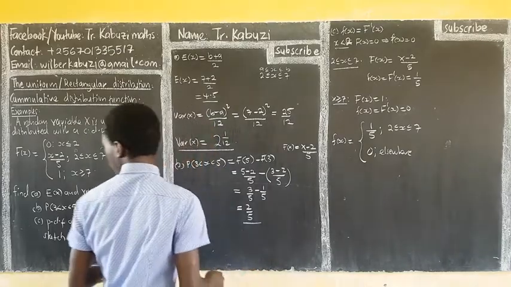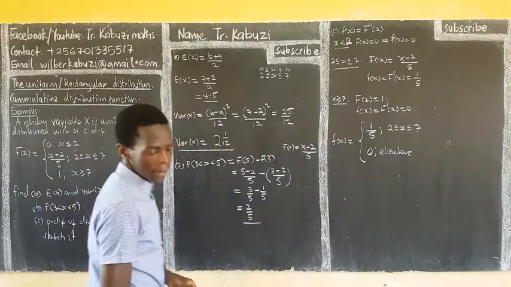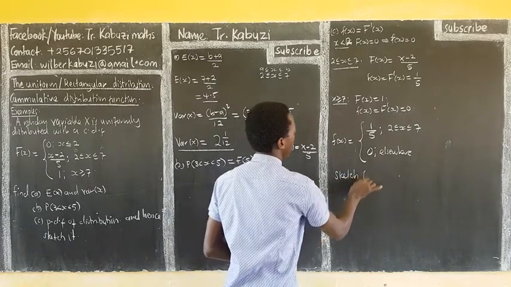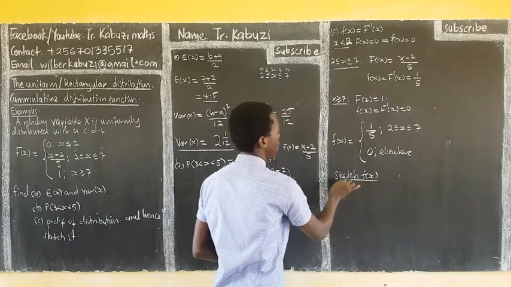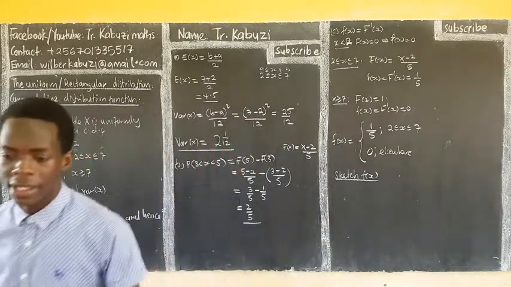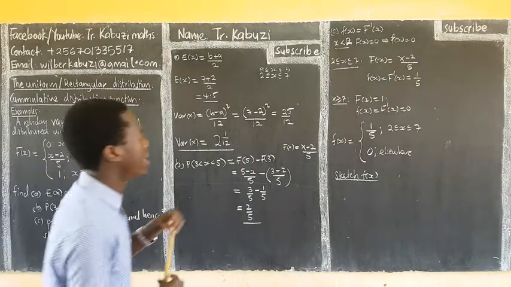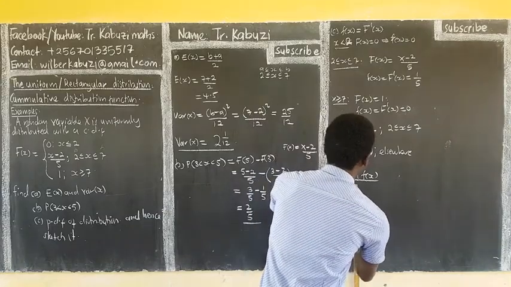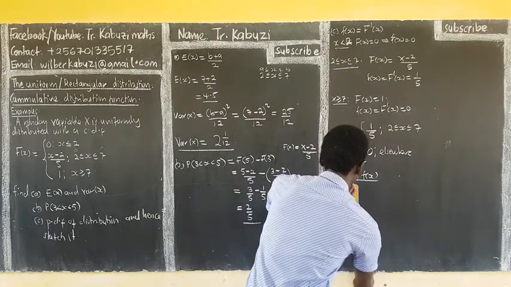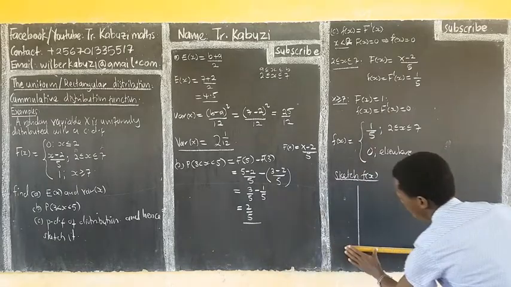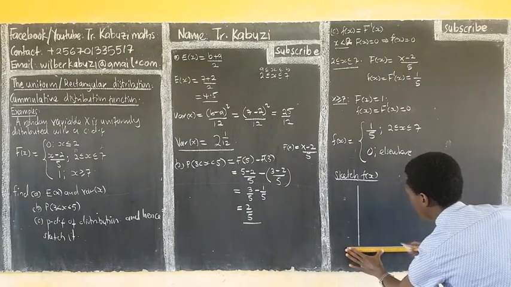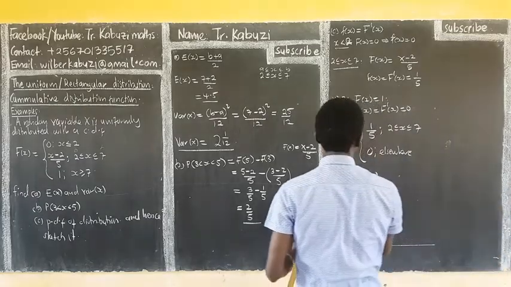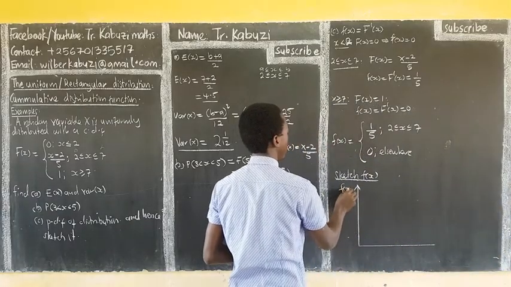Now they want us also to sketch it. So to sketch f of X is very easy. You see that it's going to be a constant. This is just a constant function. So now you just get your ruler, then you draw it there like that. So this is now your small f of x.